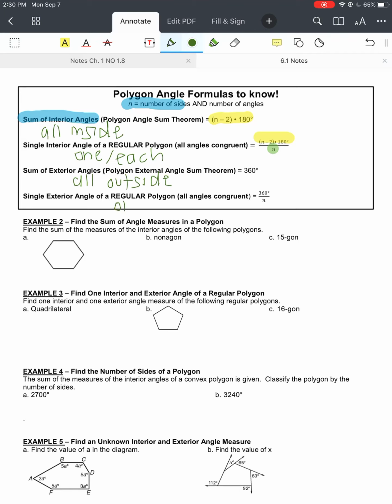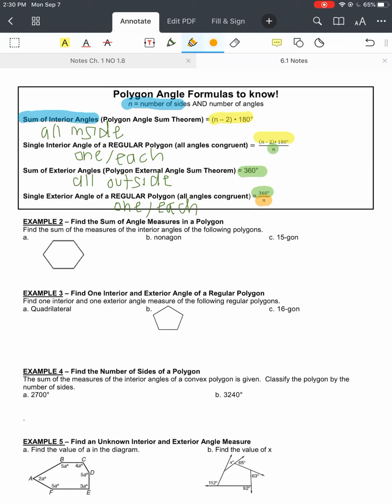So for a single or one or each exterior angle, you're going to do the same thing. You're going to take the sum of the exterior, which in this case is 360. So it's going to be 360 now, but then you're going to divide it by n, the number of angles.